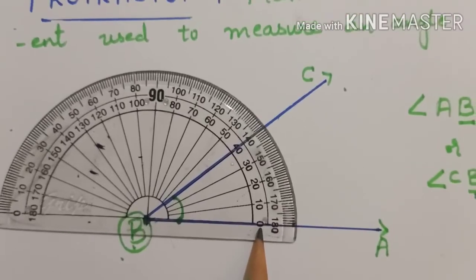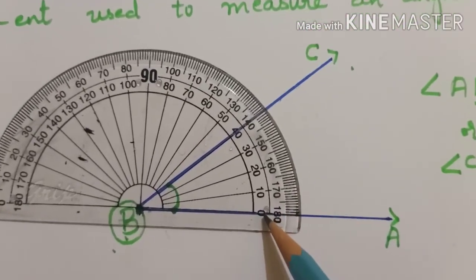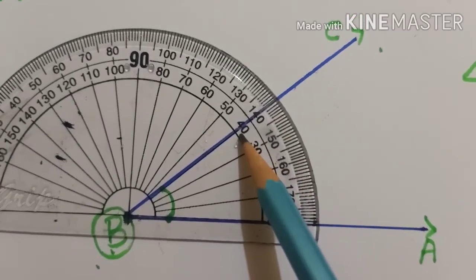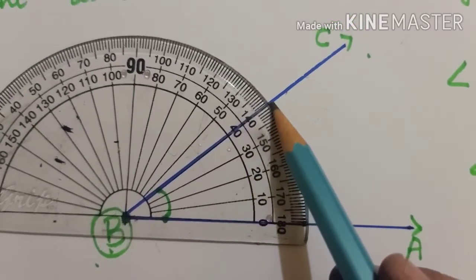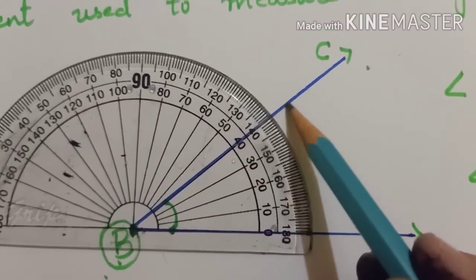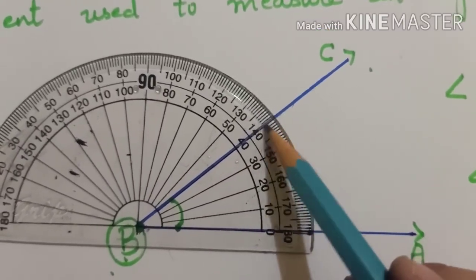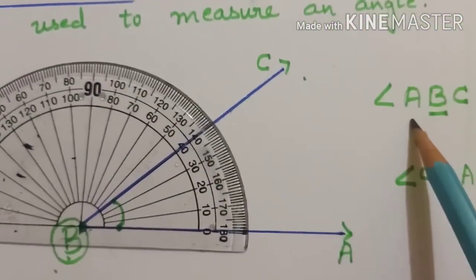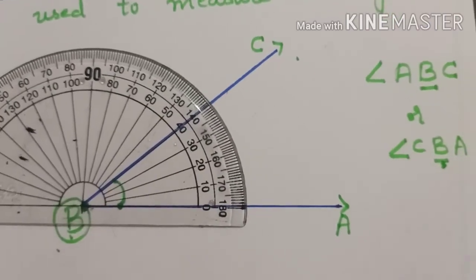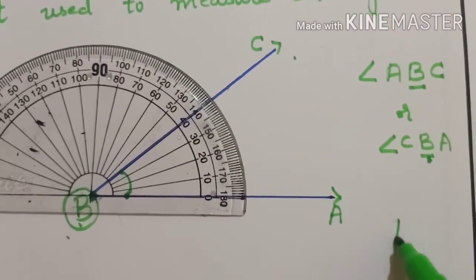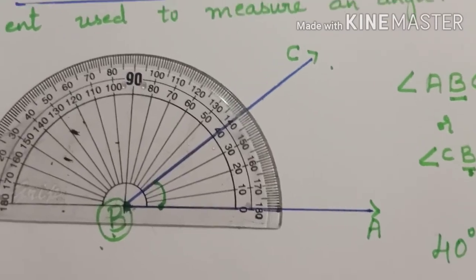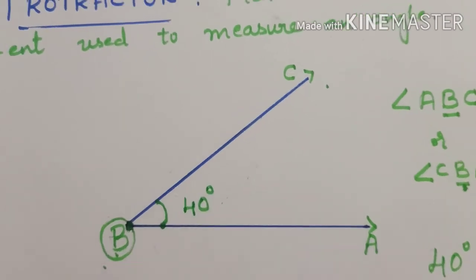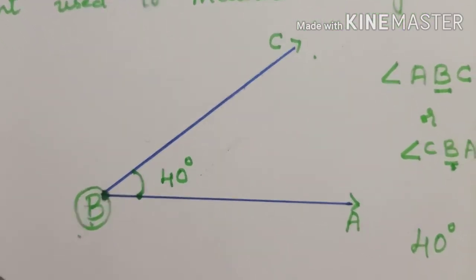Then let us measure. Can you see here? 0, 10, 20, 30 and 40. Exactly at 40 degrees, this final ray is coinciding. So the measure of angle ABC, or CBA, is 40 degrees. How much? 40 degrees. You can write it here as 40 degrees. I hope you have understood this.